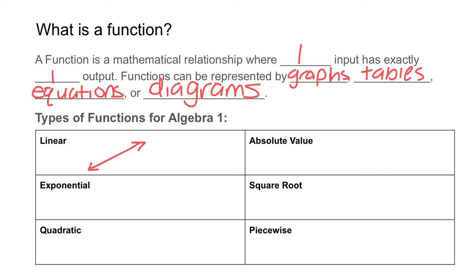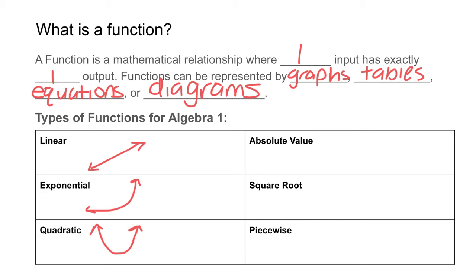Then we have exponential functions. That's where we're going next. Those are these L-shaped functions. They kind of look like that. Quadratic functions will be the last major area we study in algebra. And that's going to be our U-shaped functions, this parabola shape.